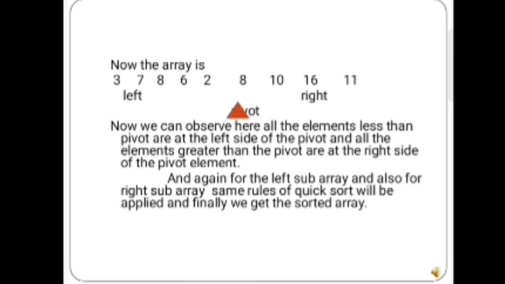After that swapping, the array is 3, 7, 8, 6, 2, 8, 10, 16 and 11. Here we can observe the numbers at the left side are less than the pivot, and the numbers at the right side are greater than the pivot. Now again for the left subarray and also for the right subarray, the same rules of quicksort will be applied, and finally we get the sorted array.